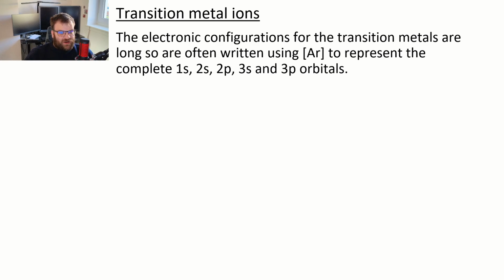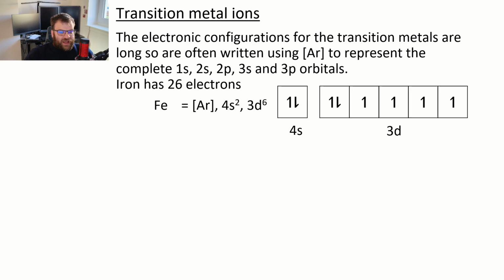and then we add in the other orbitals that represent the particular transition metal. If we're dealing with something like iron, it has 26 electrons. If we get up to argon, that takes us to 18 electrons, and then it'll be 4s2, 3d6. Similar to all the other ones we've done before, 4s is filled before 3d. When it comes to losing electrons, 4s is lost before the 3d electrons.